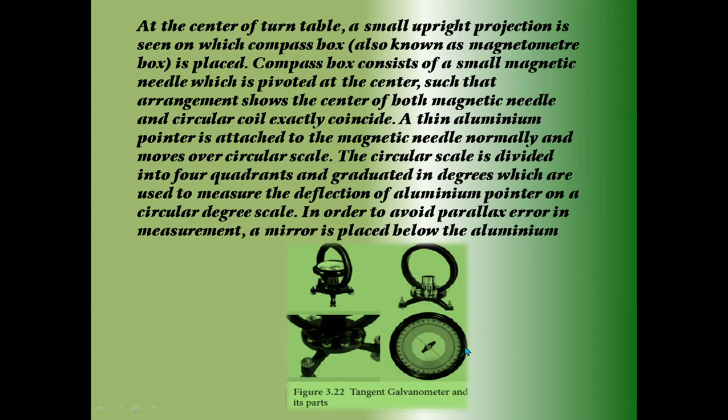The degrees are used to measure the deflection of the aluminum pointer on the circular scale. Next, degree scale. In order to avoid parallax error in measurement, a mirror is placed below the aluminum pointer.